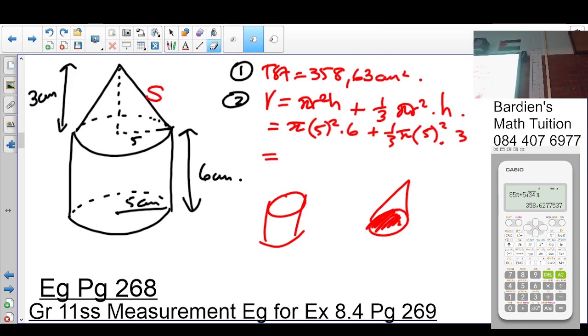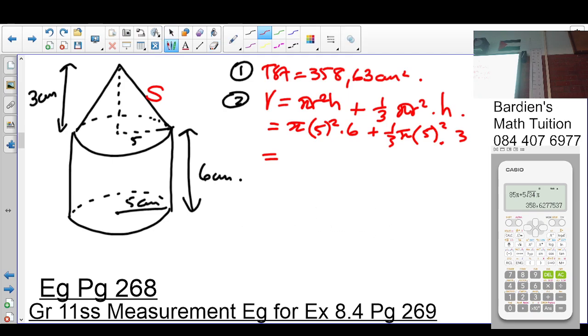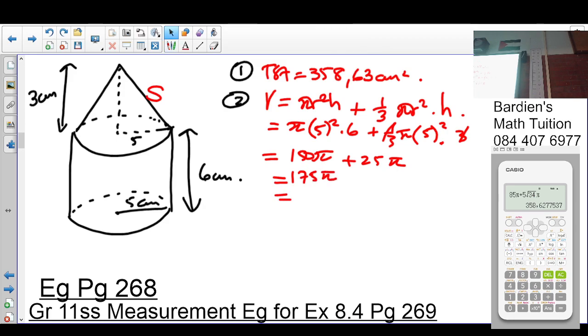Okay. So that will give us 25. 25 times 6 is 150 pi. And the 3 cancels, which leaves you with plus 25 pi. That gives you 175 pi, which is 549.78 centimeters cubed. Is that correct?